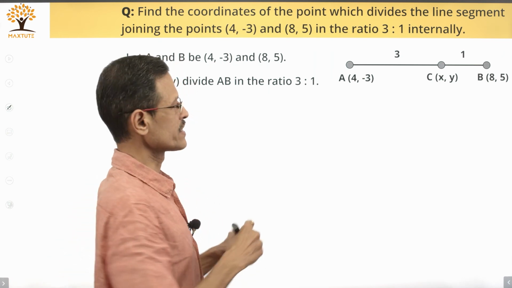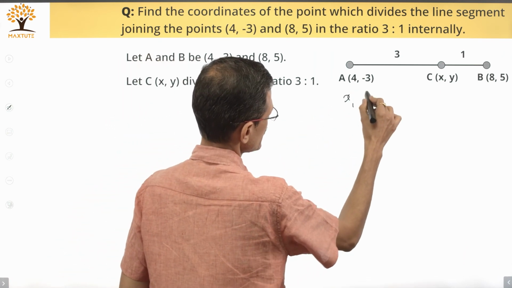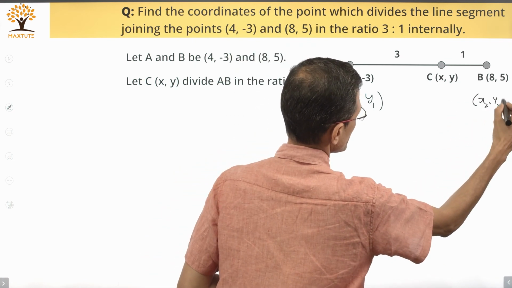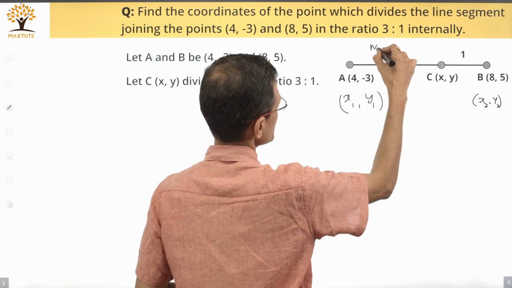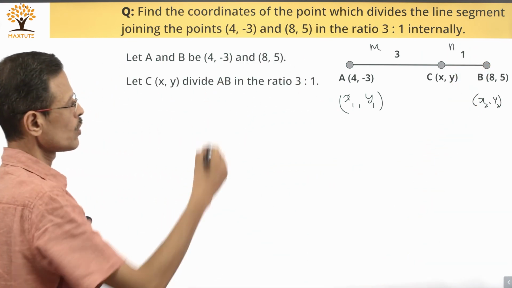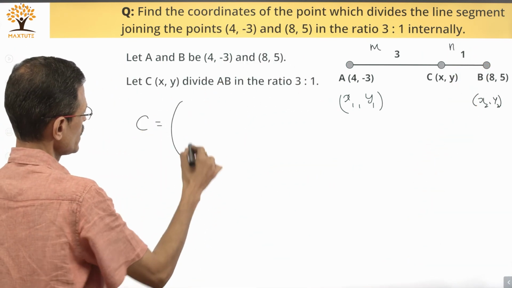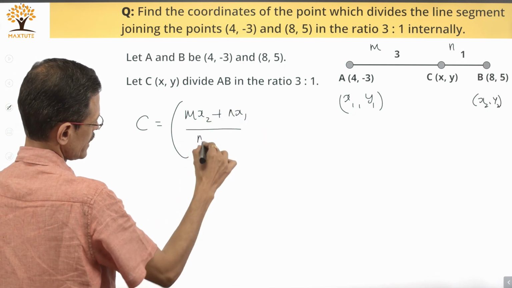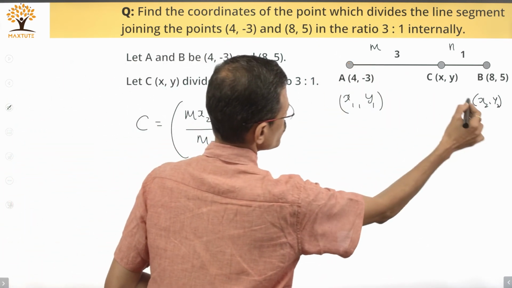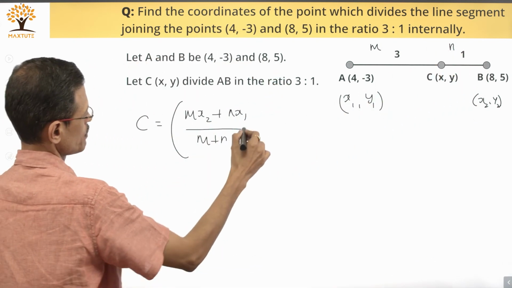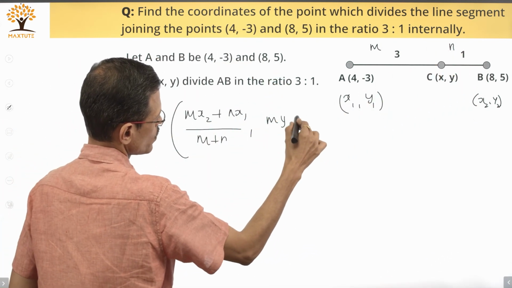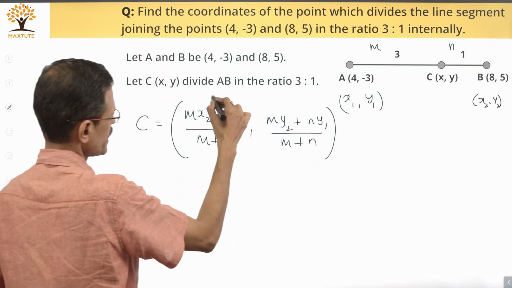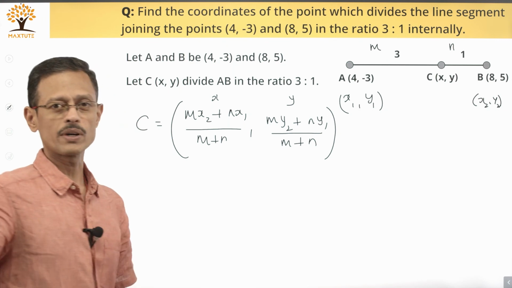Section formula, let's write the generalized version. Let's say the coordinates of A are (x1, y1), and the coordinates of B are (x2, y2). Let's say point C divides it in the ratio m:n. Then the coordinates of point C will be equal to ((m x2 + n x1) divided by (m + n), (m y2 + n y1) divided by (m + n)). This is the x coordinate of point C and this is the y coordinate of point C.